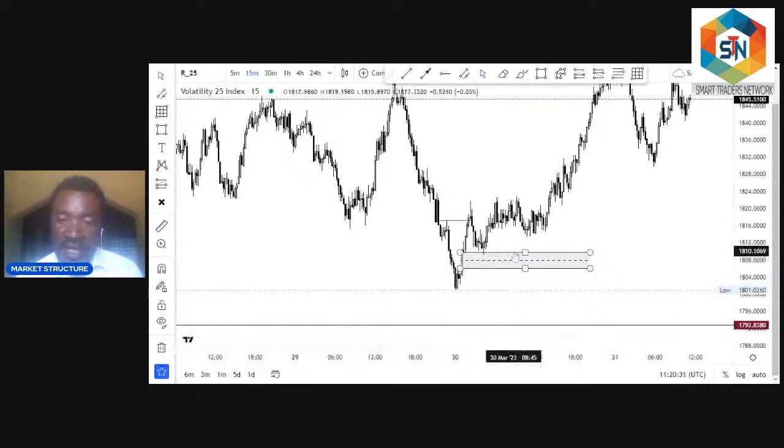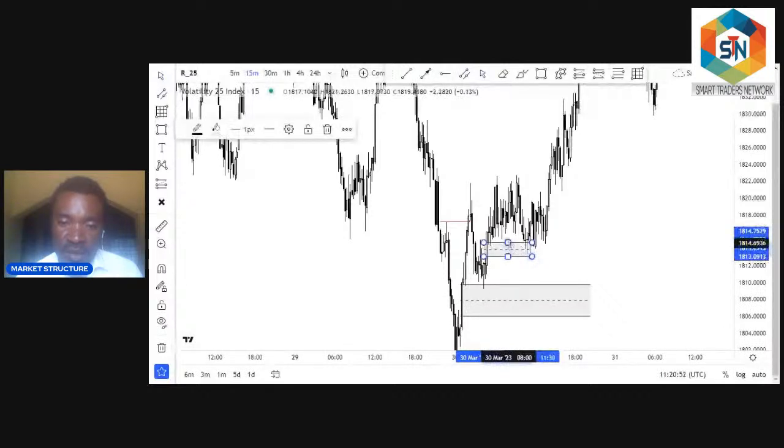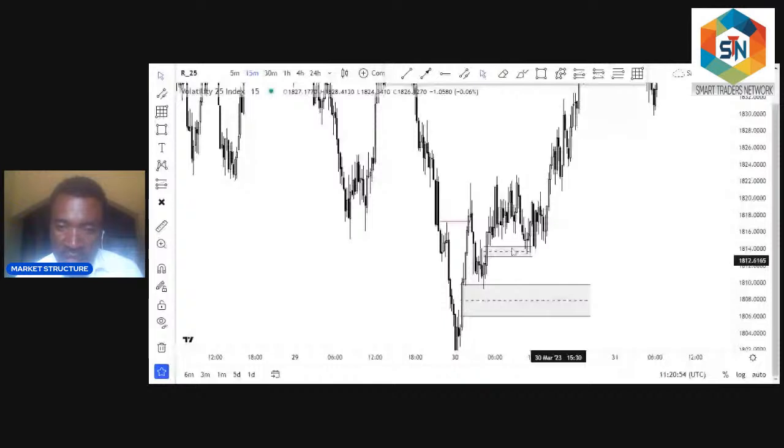This was the last entry I think I uploaded today or yesterday. Price tapped into this imbalance, then we left. This was the first imbalance. Price closed above this, then immediately closed above this. There was another imbalance here. You didn't catch this, it was another beautiful imbalance. That was where price came into, and then price gave a very sweet move.